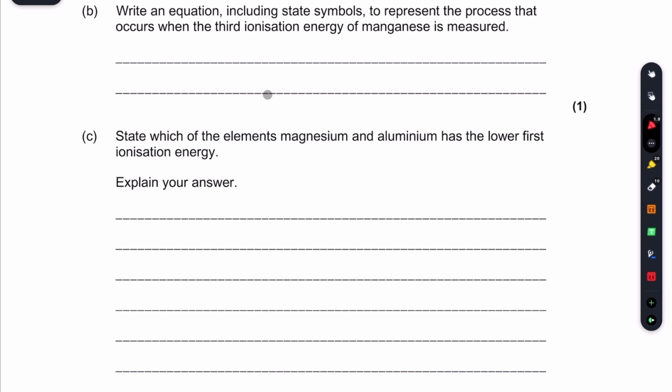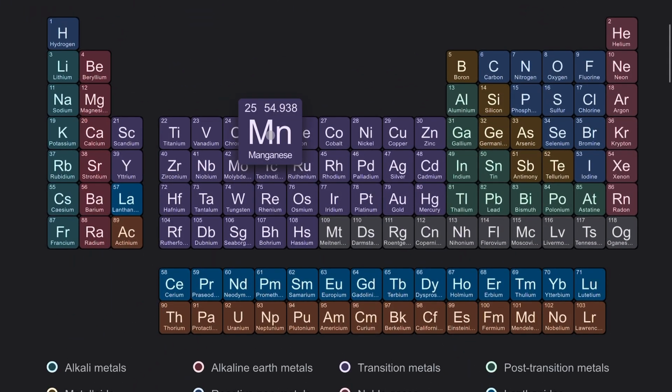So for this question, we need to write an equation including state symbols to represent the process that occurs when the third ionization energy of manganese is measured. The first thing we should do is identify the chemical symbol of manganese. So here we can see that the chemical symbol of manganese is Mn. So this is the chemical symbol we need to use in the equation.